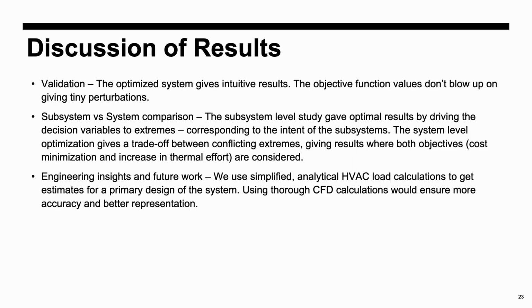Through sensitivity analysis, we can see that the objective function values don't blow up given tiny perturbations. This whole system-level optimization gives us a trade-off between two conflicting extremes: cost minimization and increase in thermal comfort. For future work, we would like to use thorough CFD calculations and feed that data into maybe an AI model, and use that AI model inside of our subsystem to give more accuracy and better representation.